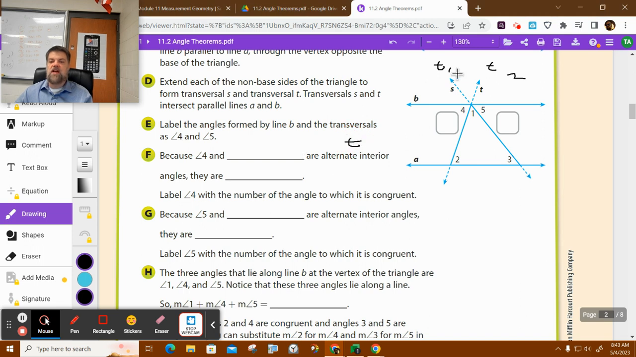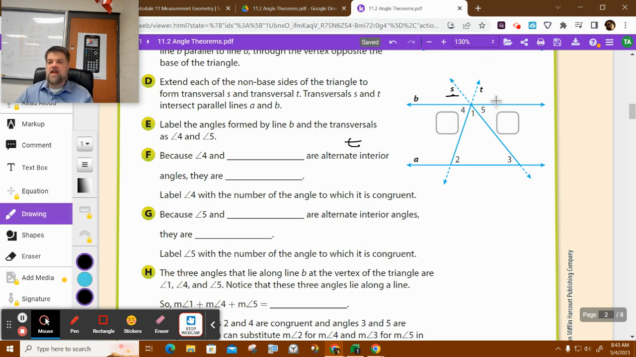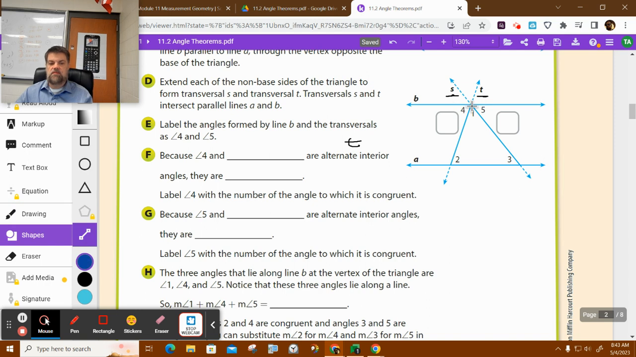Alternate interior, talking about, I just now read this. It's not T1 and T2. They've labeled them already. It's S and T. This is transversal S, this is transversal T. So focus on this line here. What is the alternate interior if this is the transversal we're talking about?